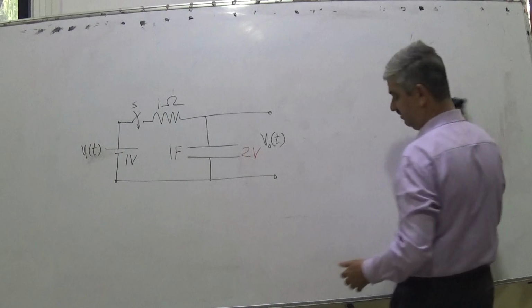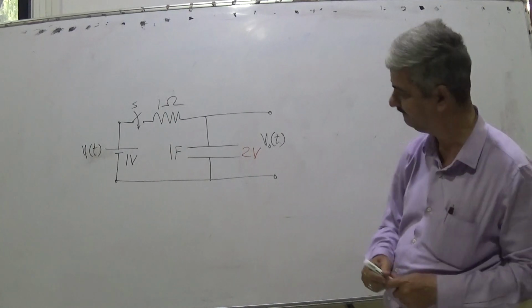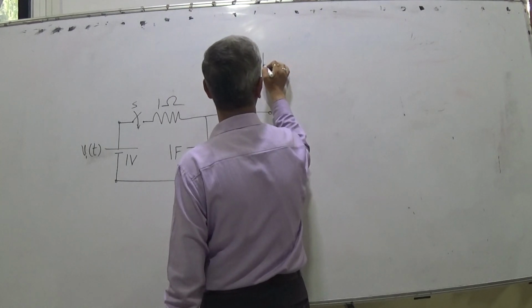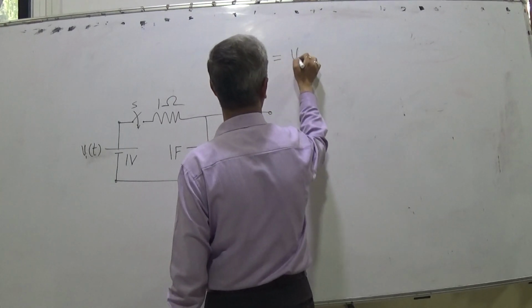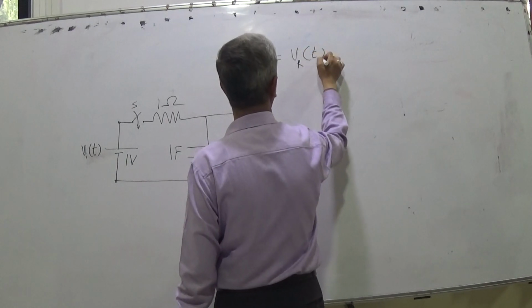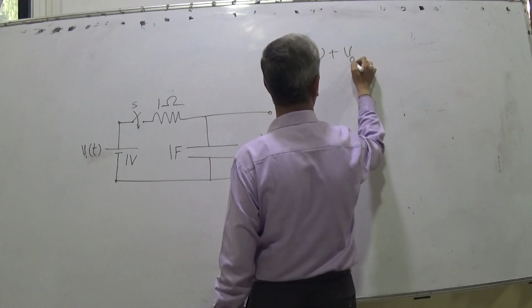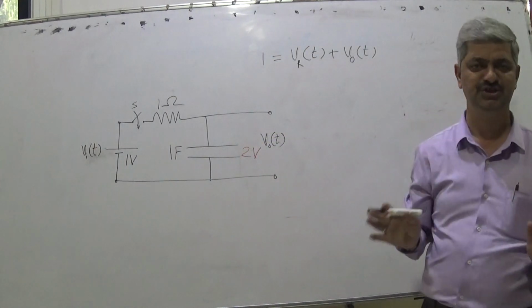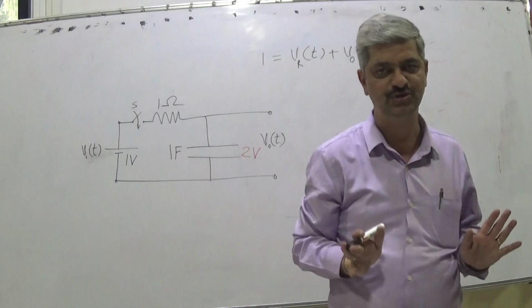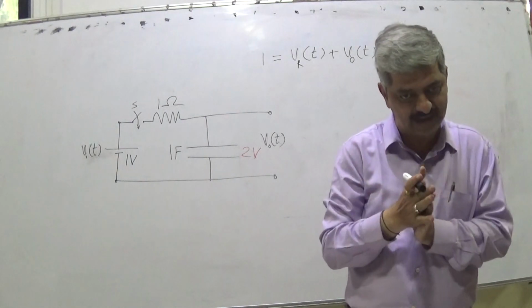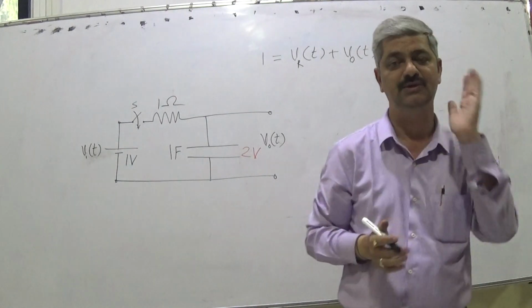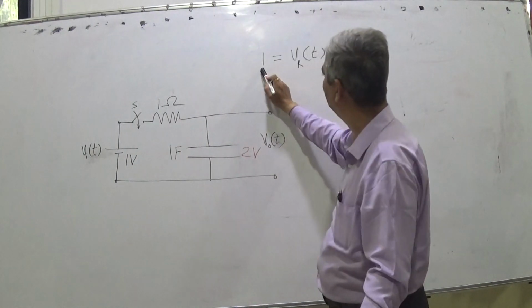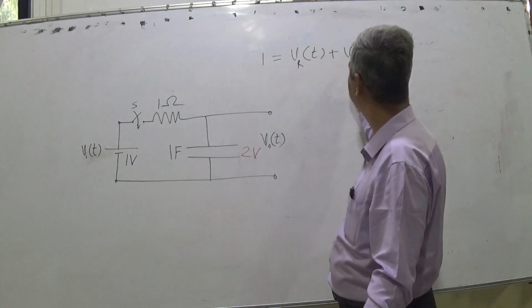So simply we will have 1 volt is equal to VR(t) plus VC, or VO(t), right? This is simple Kirchhoff's mesh law. I'm applying it starting from t equal to 0. So Vin(t) is 1 volt. That 1 volt is equal to VR(t) plus VO(t).